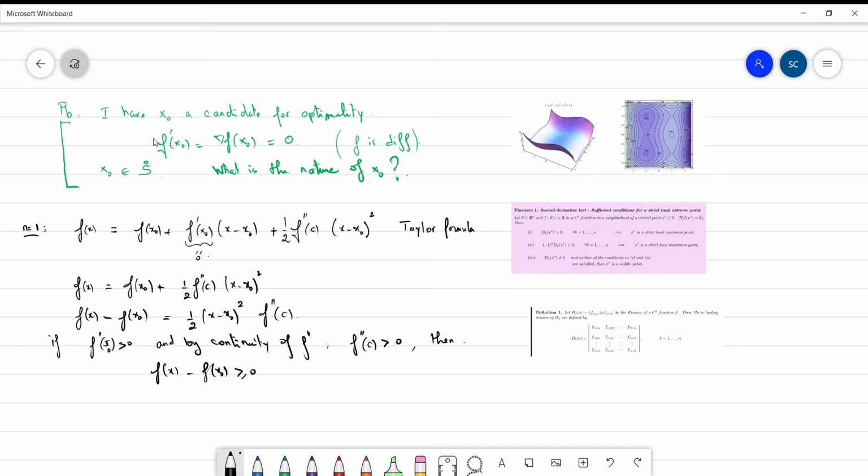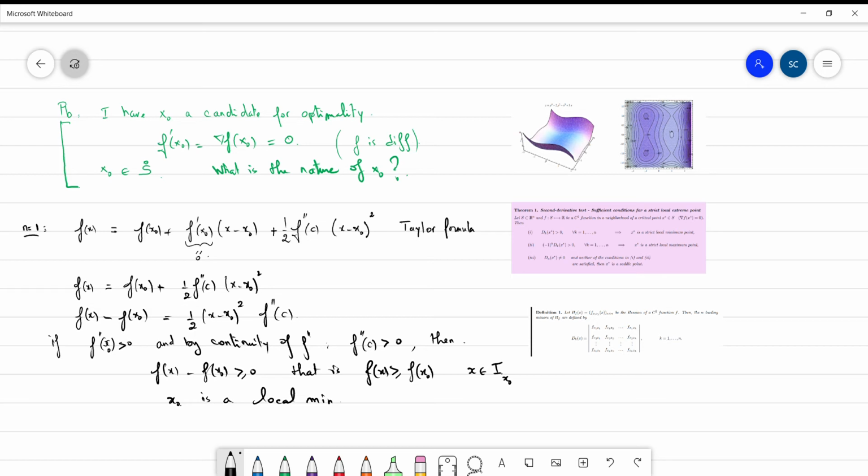That is, f(x) is greater than f(x0) for x belonging to some interval close to x0. And this says exactly that x0 is a local minimum. So this is the idea, and if you now have f second at x0 negative, you will get a local maximum.